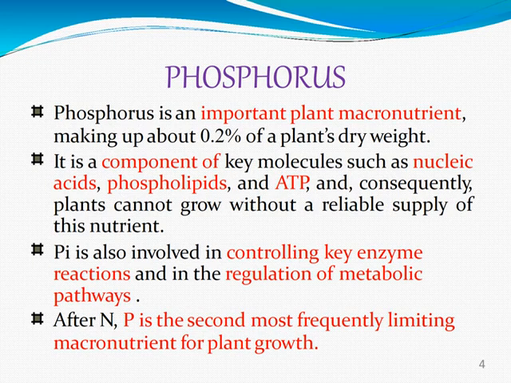Ionic phosphorus is also involved in controlling key enzyme reactions and in the regulation of metabolic pathways. After nitrogen, phosphorus is the second most frequently limiting macronutrient for plant growth.